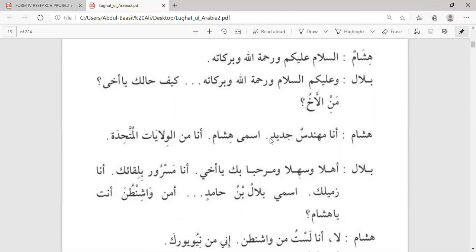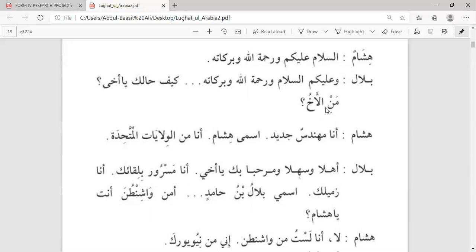Jadidun. You see here, the adjective describes the noun: indefinite, masculine, singular, and so on. Ustadh, in the end of the first statement, instead of saying man al-akh, would it not have been better to say man anta?